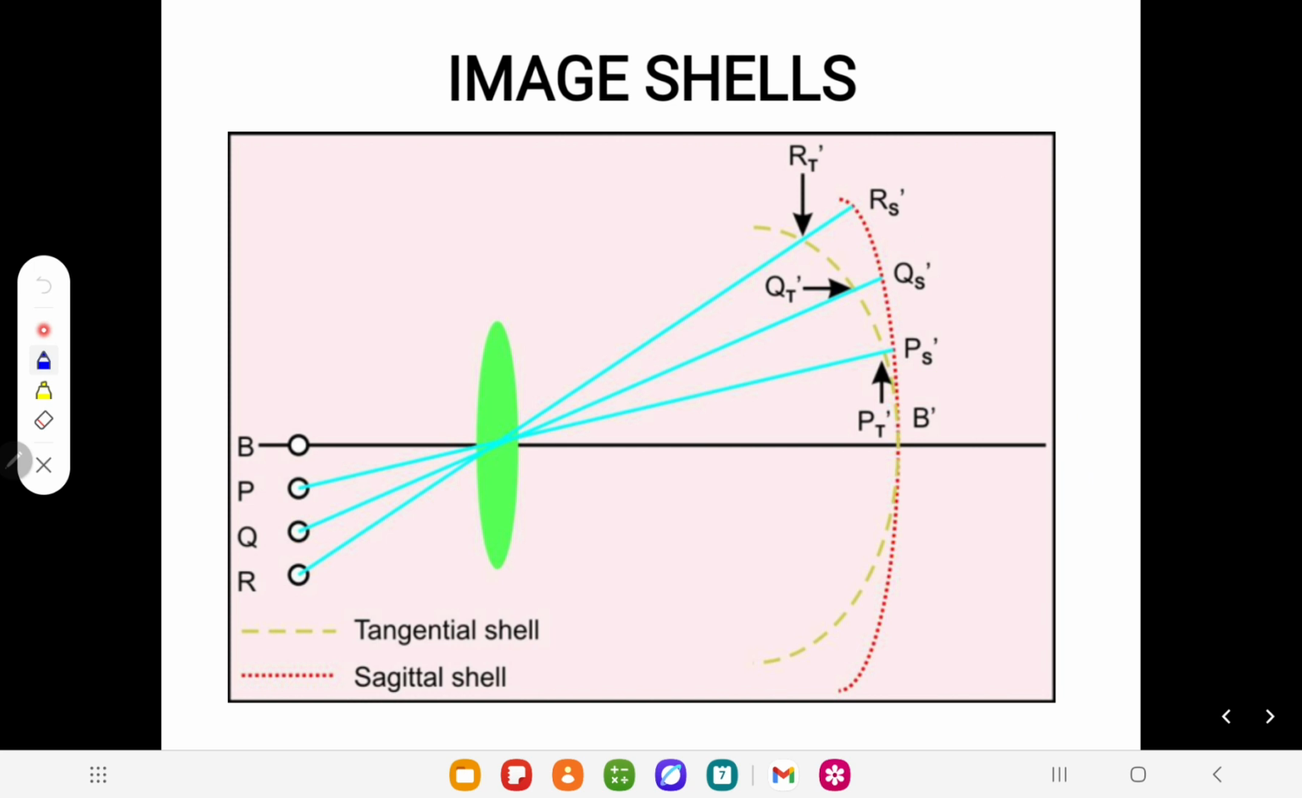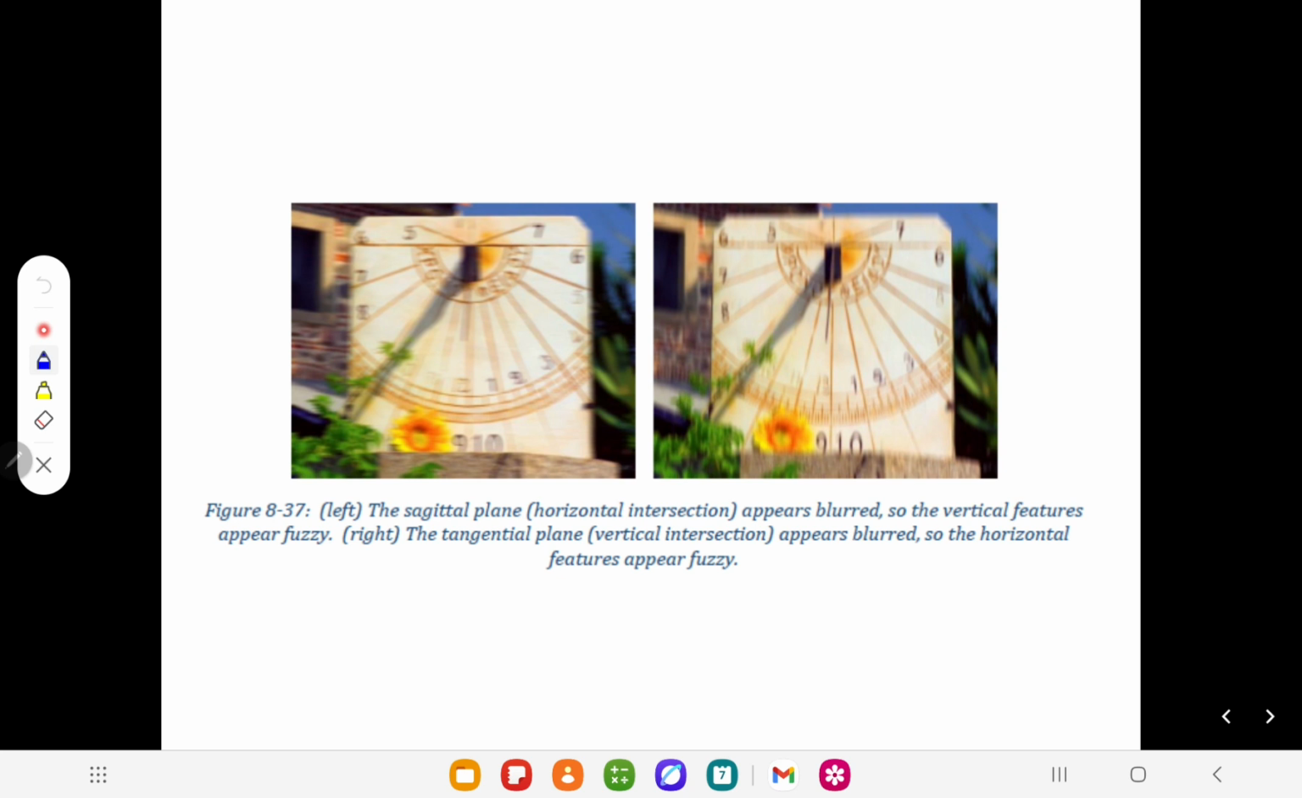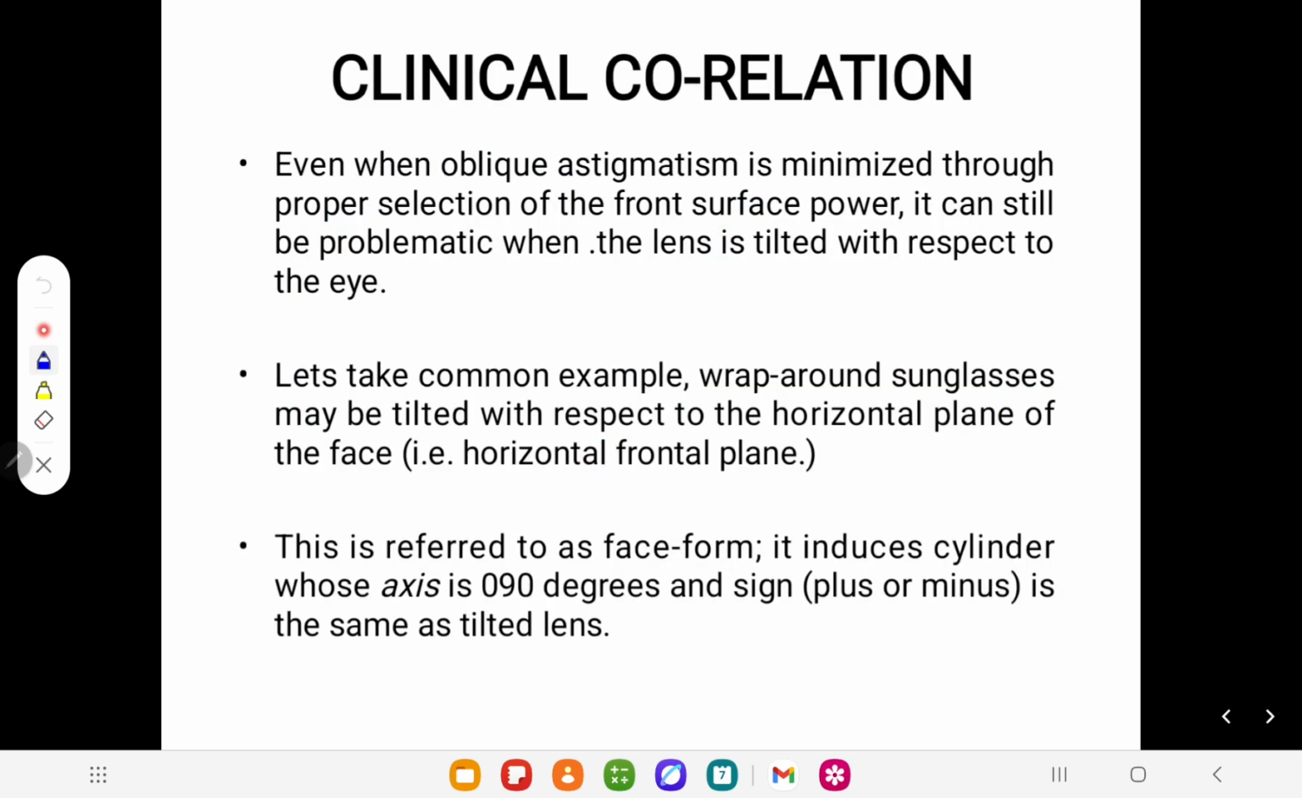So there are two types of focus here. One is tangential focus, and one is sagittal focus. Tangential focus is always more powerful. Sagittal is always less powerful, and sometimes we call it the coma and sausage shape. This is a picture from Brien Holden Institute. In the case of sagittal and vertical features, just pause the video and see what you can see here. It's blurry, isn't it? Out of focus.